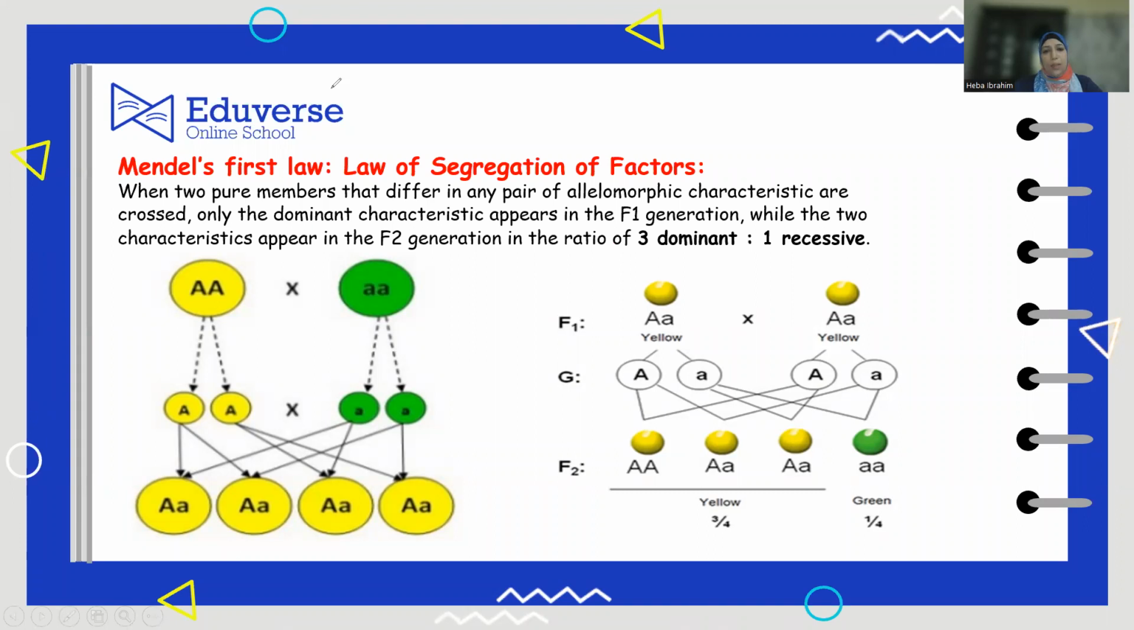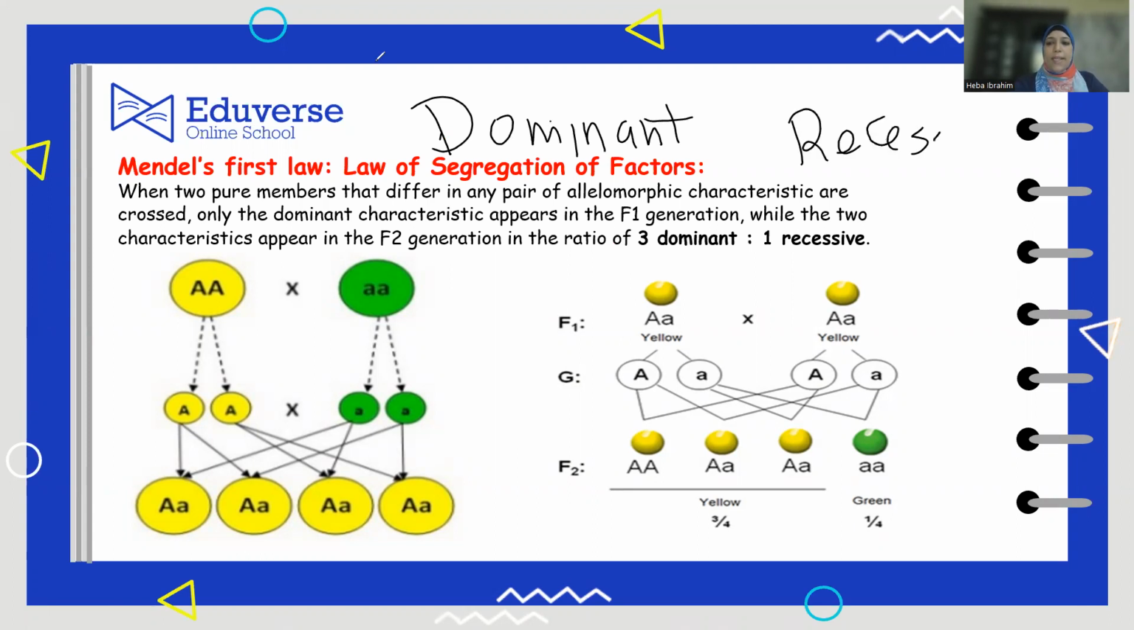We have two types of traits: dominant traits and recessive traits. What is the difference between dominant and recessive traits? A dominant trait is the strong trait. If this trait is present, the recessive trait will disappear totally, but in the first generation only. Then it will appear again in the second generation at a ratio of 25%, or a quarter.